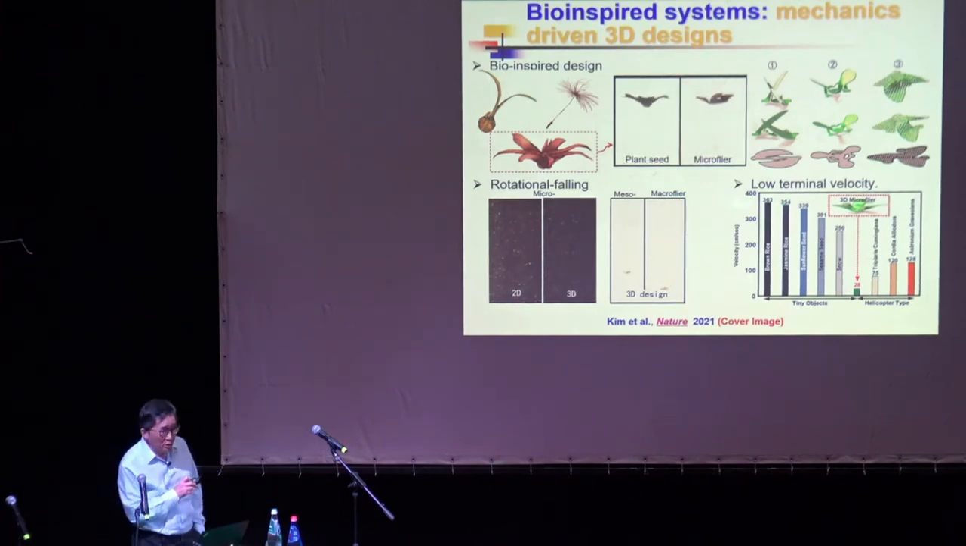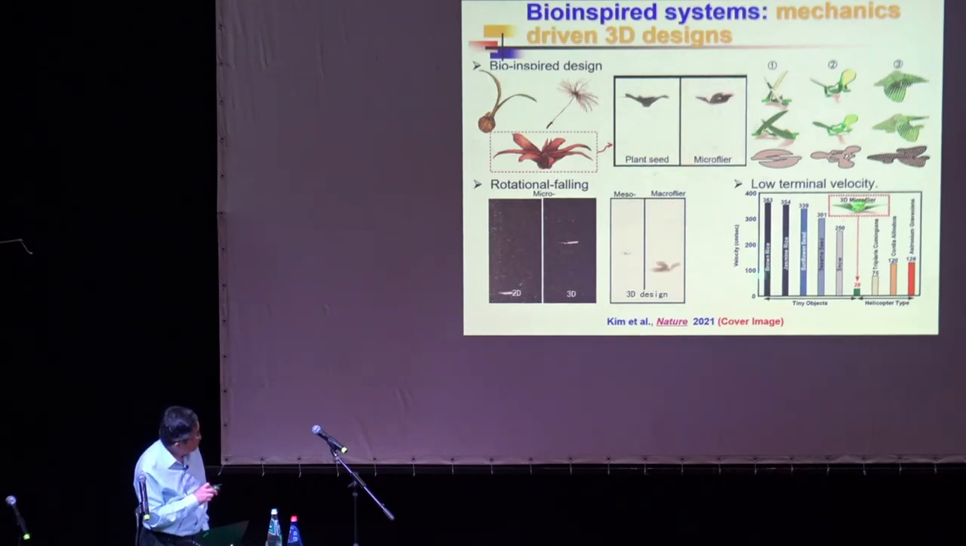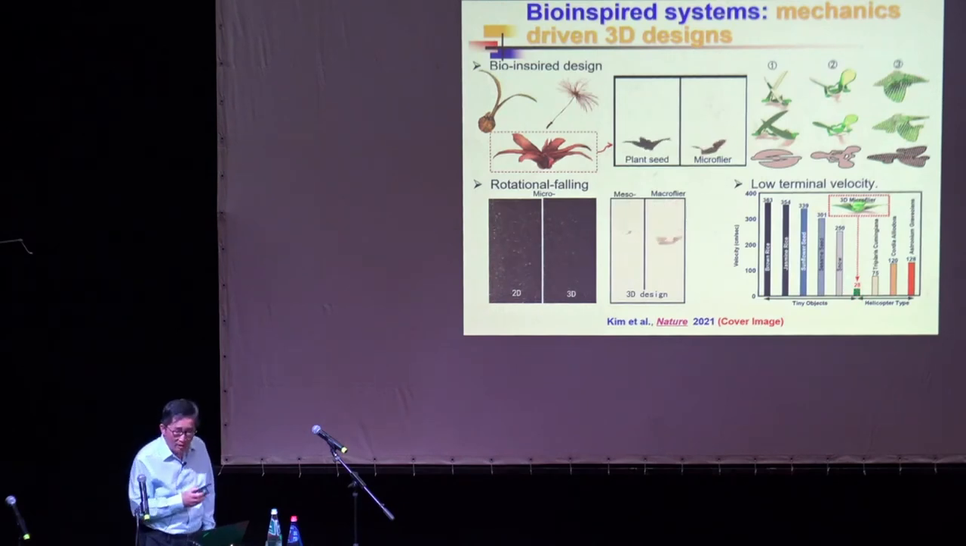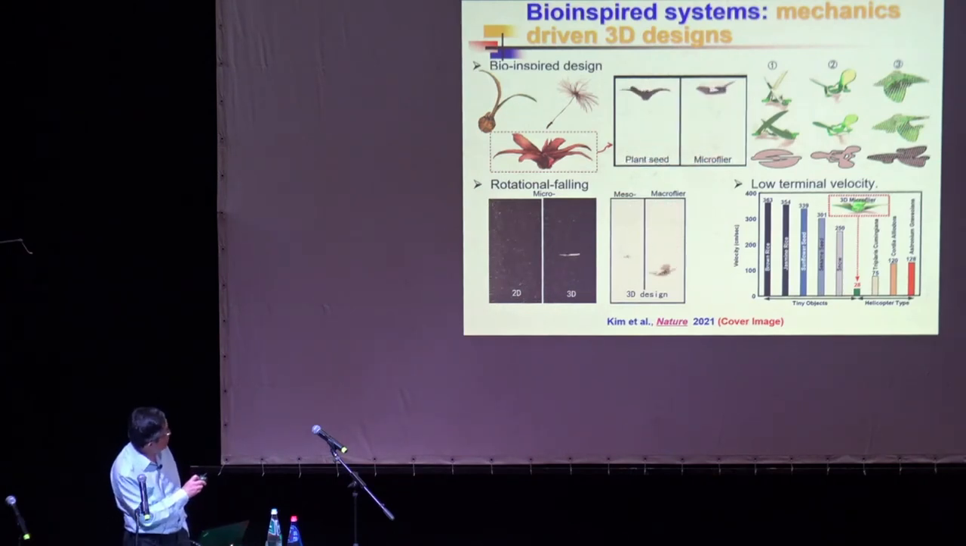This one actually compared the terminal speed for different materials. This is rice, the brown rice, the one you can eat, brown rice, jasmine rice, and the flower seed. This is the terminal speed, and it drops pretty fast. But with our design of 3D structure, terminal speed is reduced by a factor of 10. So it drops very slowly and can stay in the air for a long time. Okay, you can see it here. This is our microflyer, it can really stay in the air for a long time.